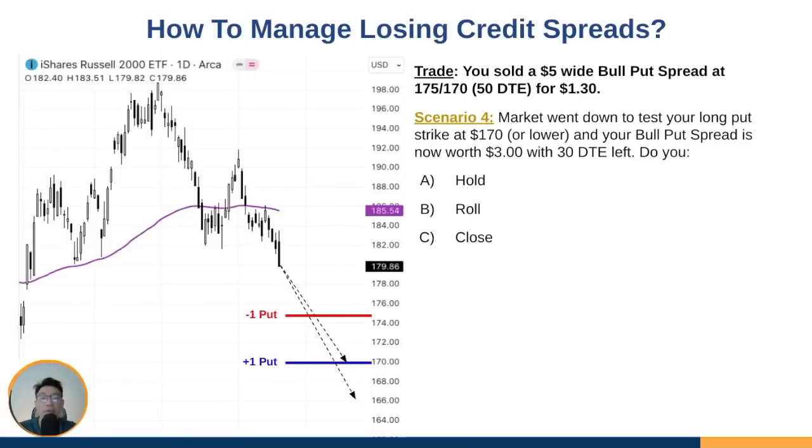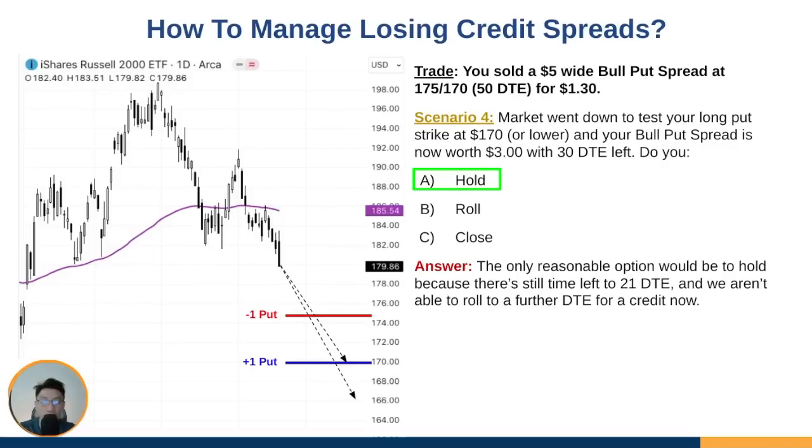Now, scenario number 4. The market has now gone down to test your long put strike at $170 or lower, and your bull put spread is now worth $3 with 30 DTE left. So right now, you're in a pretty big loss. If it's marking at $3, it just means you are down $170, and there's 30 DTE left. So at this point, what exactly do you do?